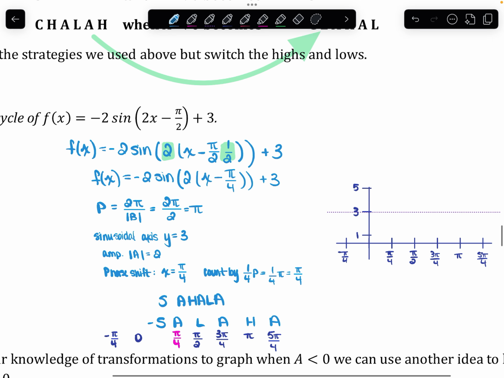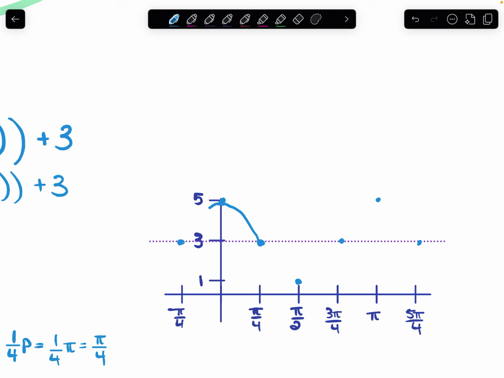All right, at pi over 4, we are on an axis. Then at pi over 2, we're down to a low, because remember our H's and L's swapped places. 3 pi over 4 back to the axis, pi up to the high of 5, 5 pi over 4 back down, and then mirror back. If I connect the dots back to the left, I know that from pi over 4 moving to 0, the next point is going up. So we go up to 5, and then we go back down to the axis point. Get our wiggle drawn in.